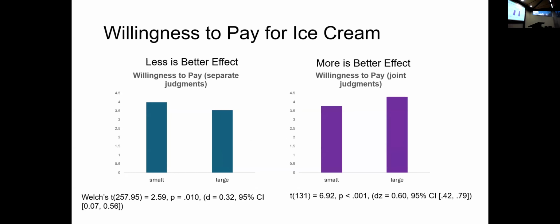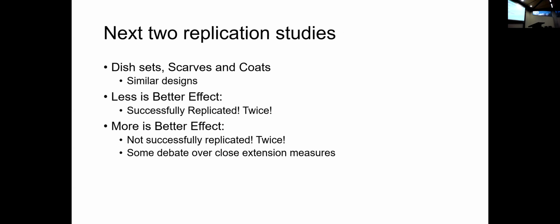And so we successfully replicated this in one of the parts of the study. So that's great news. We've got a less is better effect. People are willing to pay more for less ice cream. And we've got a more is better effect when the judgments are made together. So far, so good. But we also ran these other 2 replication studies using very similar paradigms, but different products.